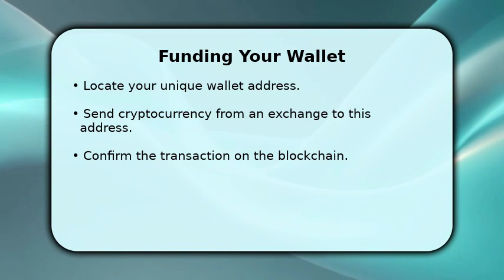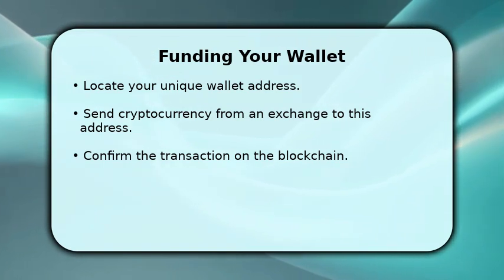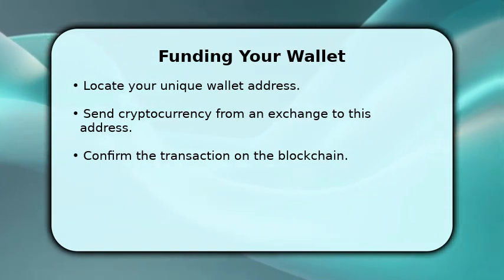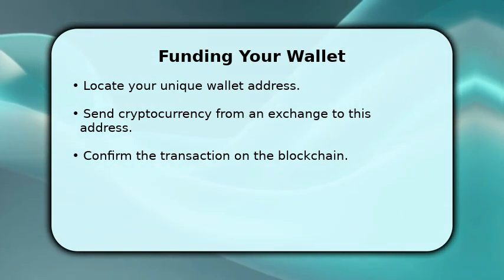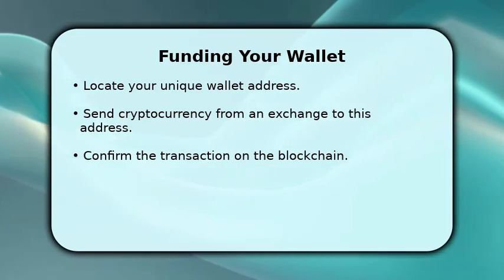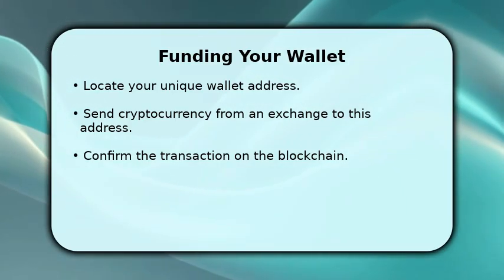Now that your wallet is set up, you'll need to add some cryptocurrency. Locate your unique public wallet address, which usually starts with 0x. You can copy this address directly from the MetaMask interface.